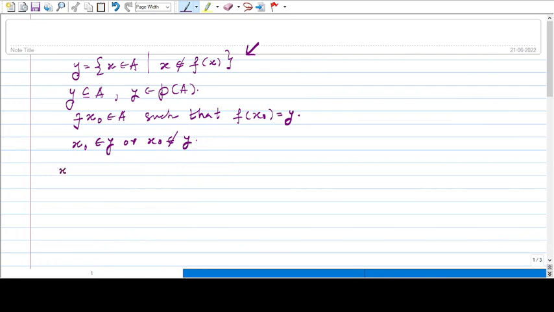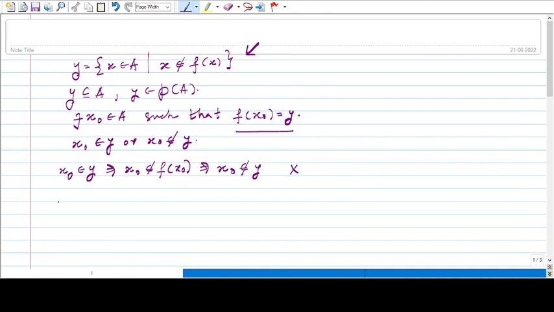Let us take what happens if x naught belongs to Y. This implies x naught must satisfy the property of the set Y. That means x naught does not belong to f of x naught, and you know that f of x naught is equal to Y. That's what we can see here. That means x naught does not belong to Y. So this feels absurd, because x naught belongs to Y implies x naught does not belong to Y. So that possibility is very weird.